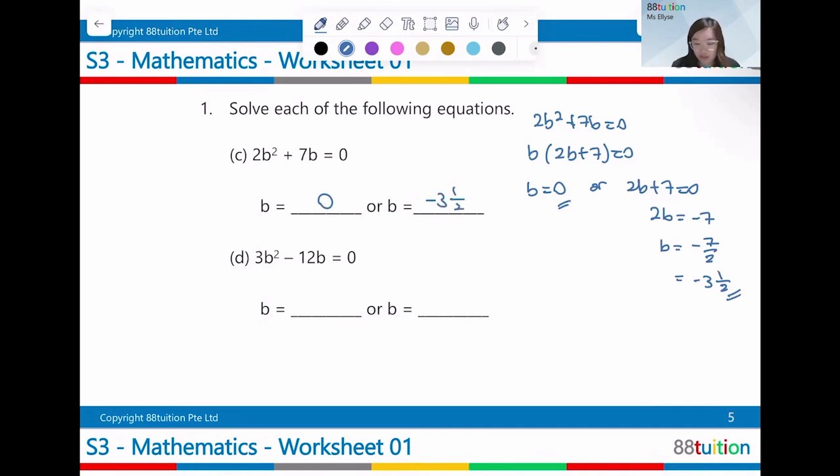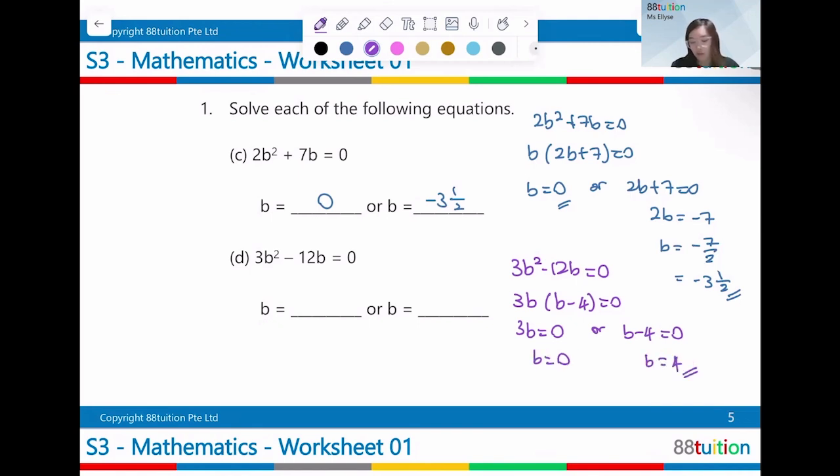Okay, then part D. Let's use another color. So you have something like this. Just take out the common term, so eventually take out 3b. You'll see that what is left behind will be b minus 4. Same thing, 3b equals 0 or b minus 4 equals 0. So b equals 0, then here will be b equal to 4. So these two are your answers as well.